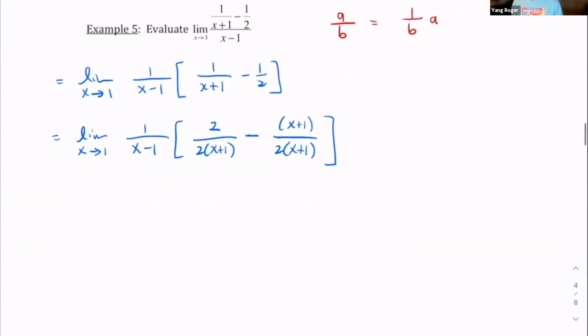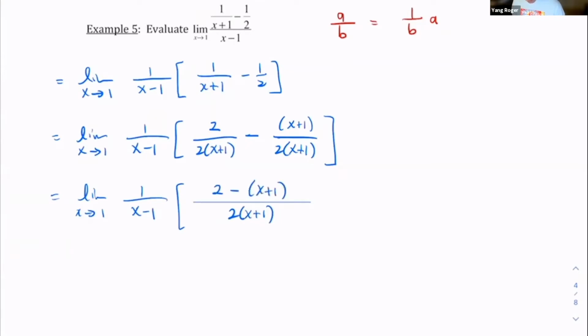Once I have that common denominator, I can write it like this. I write as x goes to 1, this as 1 over x minus 1. And then I can put my common denominator like this. So this is 2 times x plus 1, and this is going to be 2 minus x plus 1. So I'm going to highlight this negative and these parentheses here.